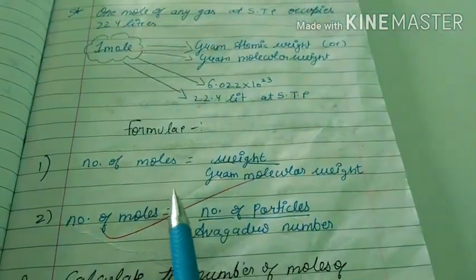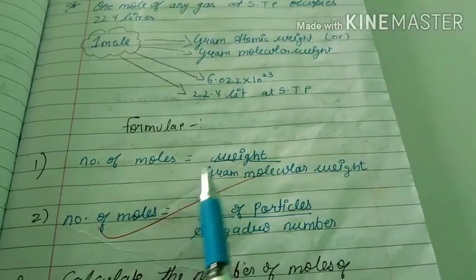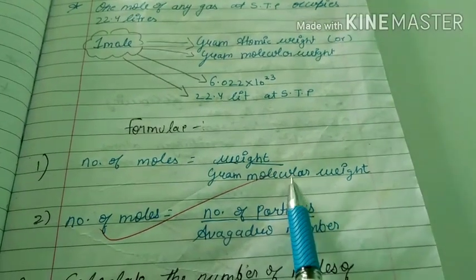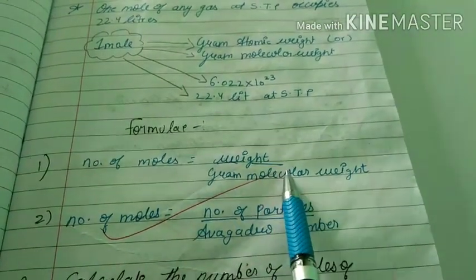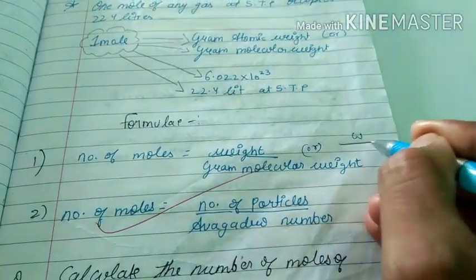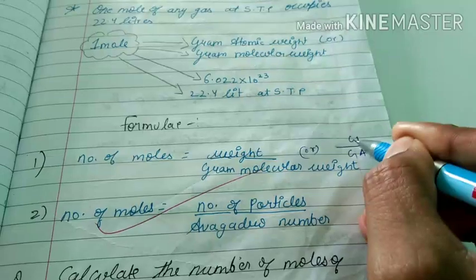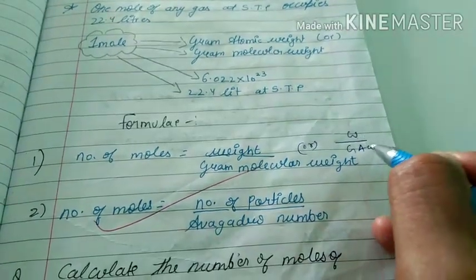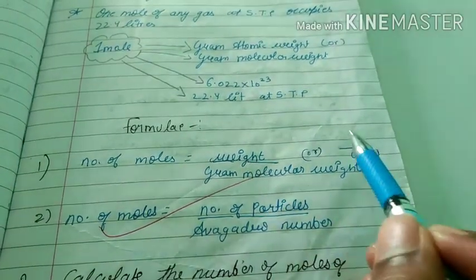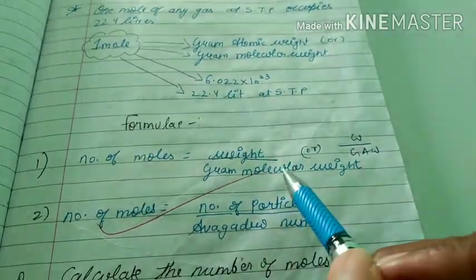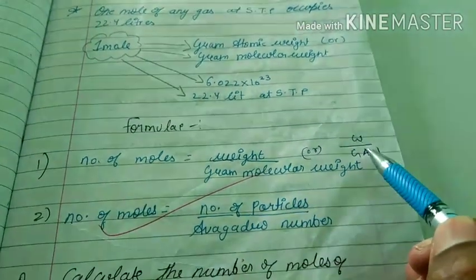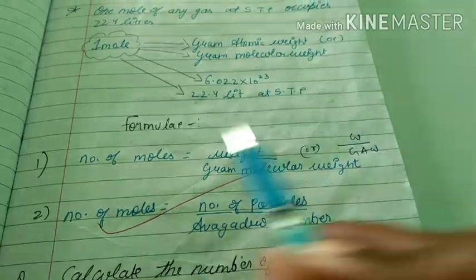Number of moles is equal to weight by gram molecular weight when molecules are present, or weight by gram atomic weight. W indicates weight. That means we can use either formula based on the question. If a molecule is given in the question, we should use this formula. If atoms are given, we should use this formula.